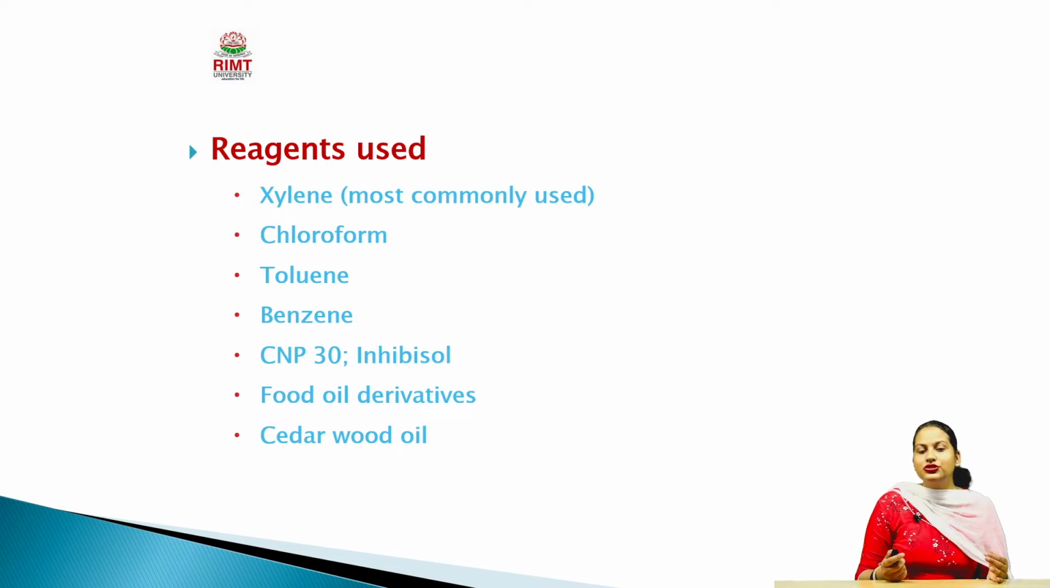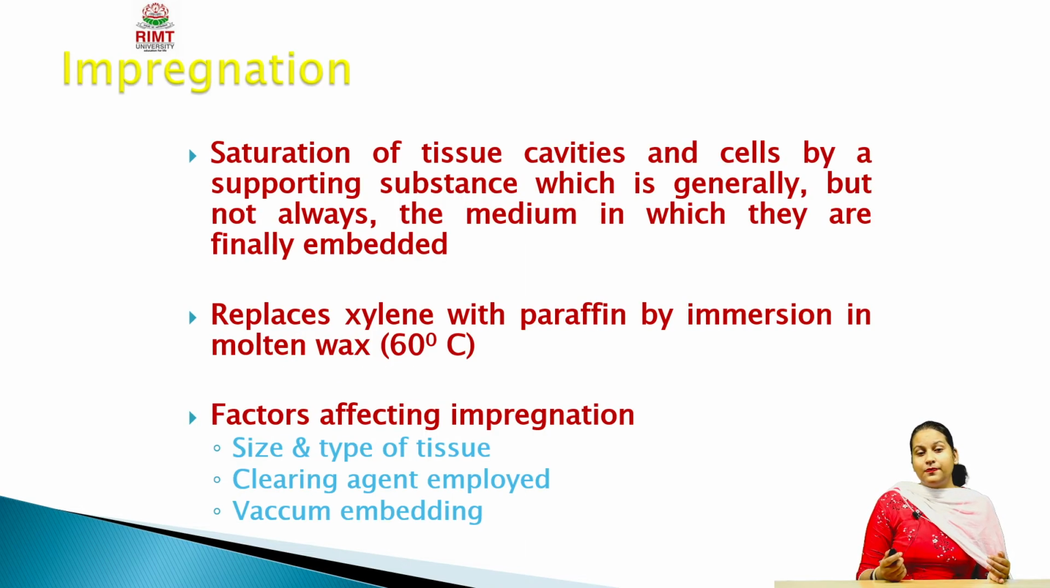The reagents used as clearing agents are xylene, chloroform, toluene, benzene, food oil derivatives, cedar wood oils, etc. Then there is the impregnation method, that is, the embedding method. In this we saturate the tissue cavities and cells with a supporting substance, which is generally but not always the medium in which they are finally embedded. That is, we replace xylene with paraffin by immersion in molten wax at 60 degrees Celsius.